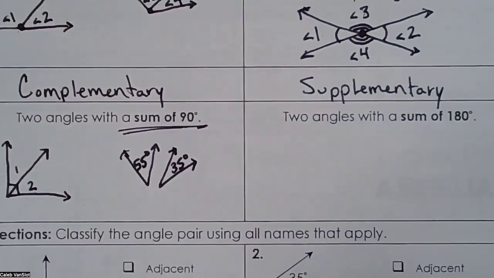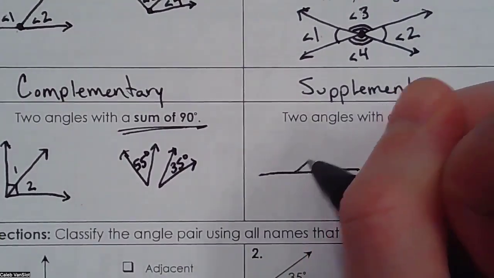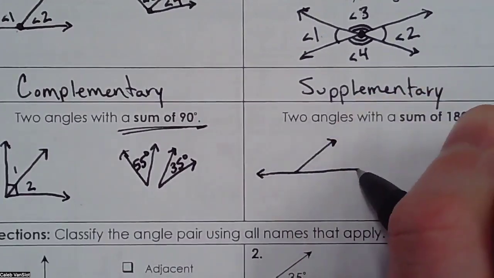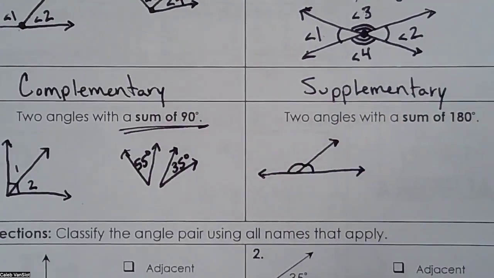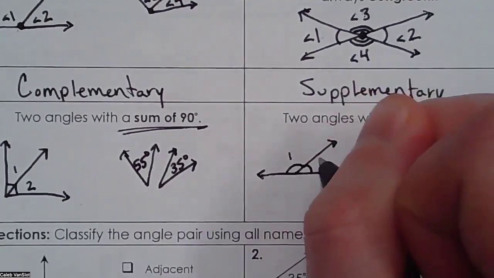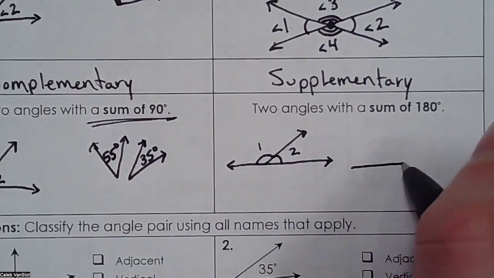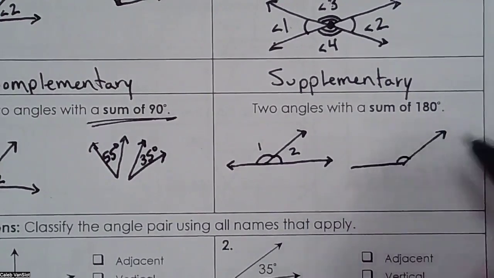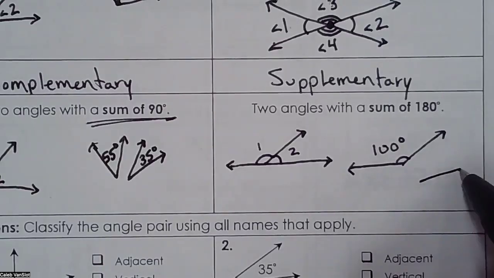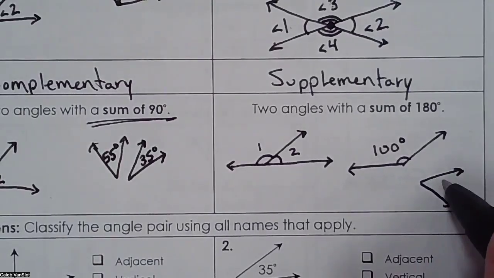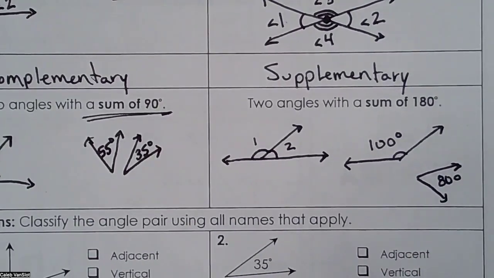And then supplementary angles, these are going to be two angles that add up to 180 degrees. Okay. So what you guys are going to be looking for are straight angles. Okay. So 1 and 2, they make a straight angle, right? Or they might be separate. You might have an obtuse angle at 100, right? And then maybe you have an acute angle at 80 degrees, right? When we add those two together, we get 180.